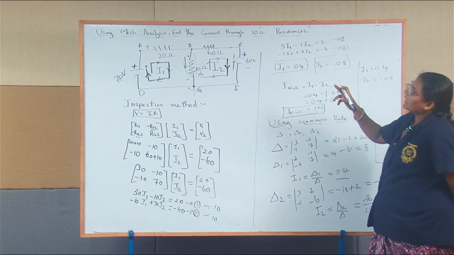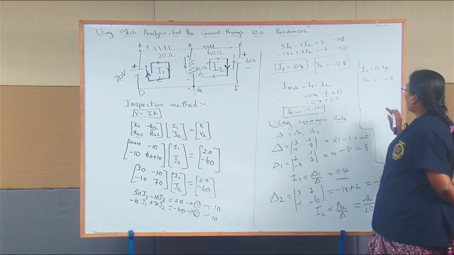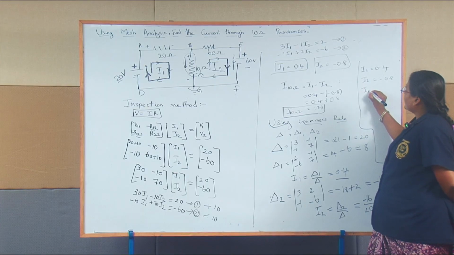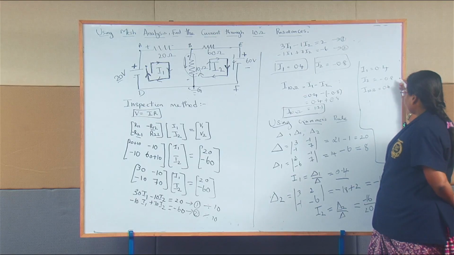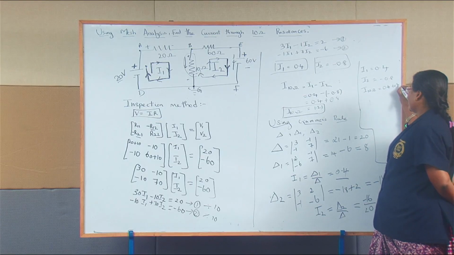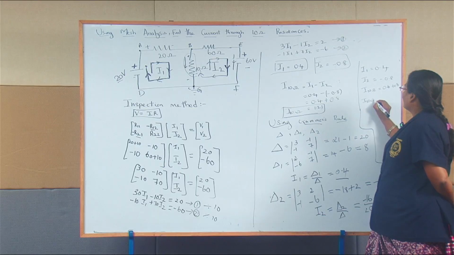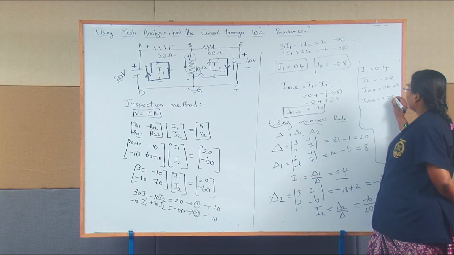They ask what current is flowing through this 10 ohm resistor. So I 10 ohms is equal to 0.4 minus minus will become plus, plus 0.8. The current flowing through the 10 ohm resistor is nothing but 1.2 amps.